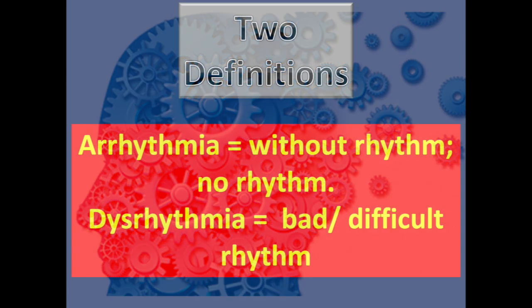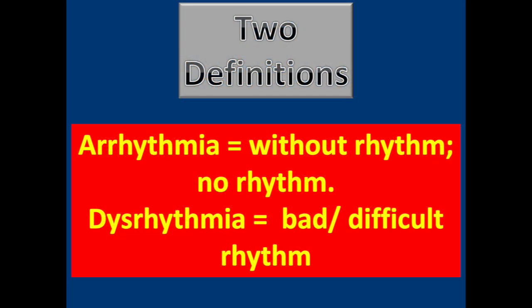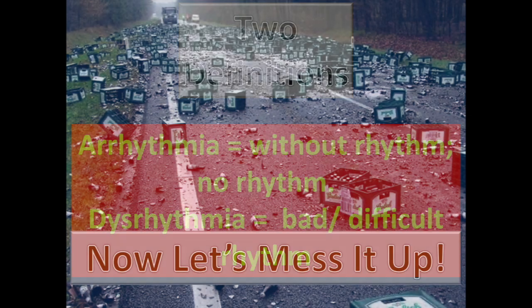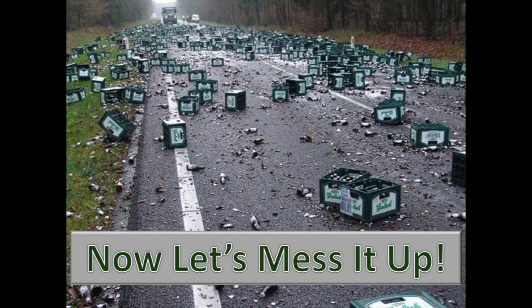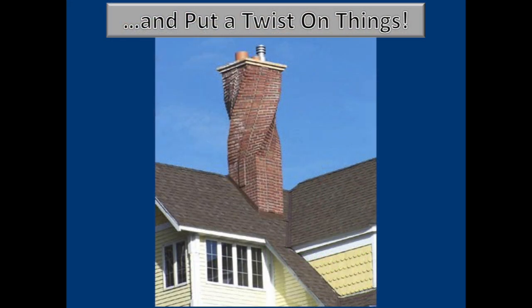As we said at the beginning of class, there are 2 definitions. There's arrhythmia, which means to me no rhythm whatsoever, or dysrhythmia, a bad or difficult rhythm. Those are the words that I'm using throughout. So we've got these basics down, and if you need to review, look at your notes and make sure you understand it, because I am going to really mess things up for you now. We're going to put some twists into things and help you interpret your patients' electrocardiograms.